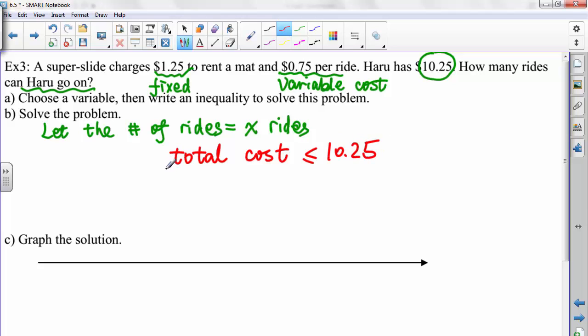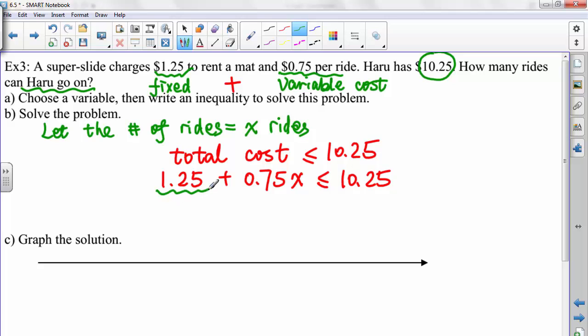So this time, let's find the total cost. The total cost equals the fixed cost plus the variable cost. So the fixed cost is $1.25. And the variable cost is $0.75 per ride. For X rides, that will be 0.75x. Less than or equal to 10.25. So right now, let's solve this inequality.